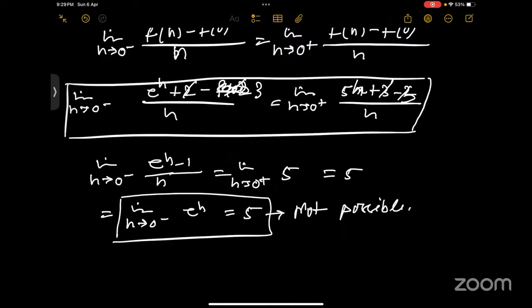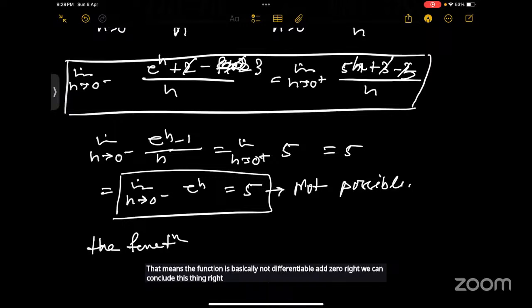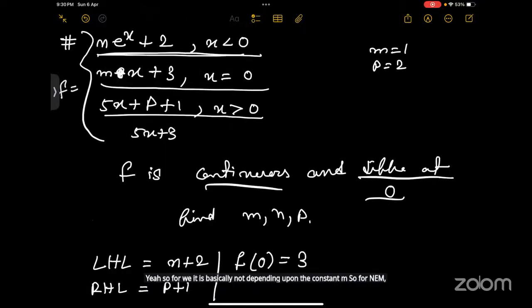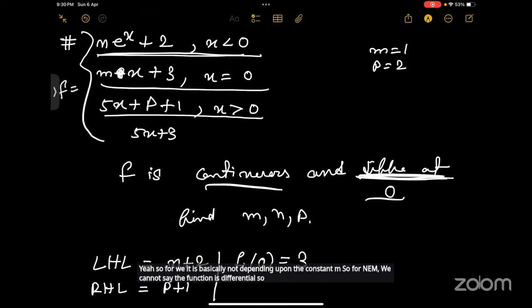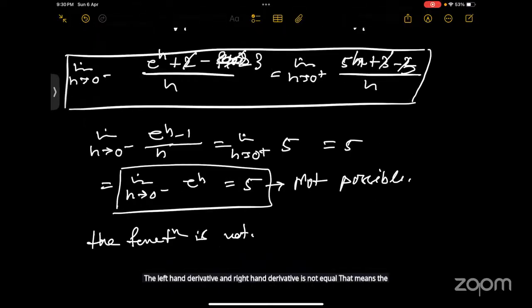That means the function is basically not differentiable at 0, right? We can conclude this, because the left hand derivative is not equal to the right hand derivative. So it is basically not depending upon the constant m. For any m, we cannot say the function is differentiable. So we are basically finding the contradiction. That means for any m, the left hand derivative and right hand derivative are not equal, so the function is not differentiable at 0.